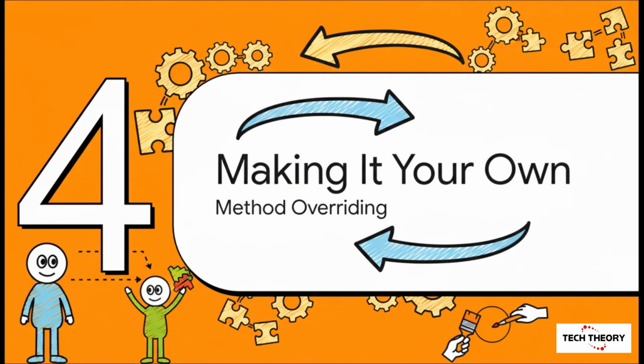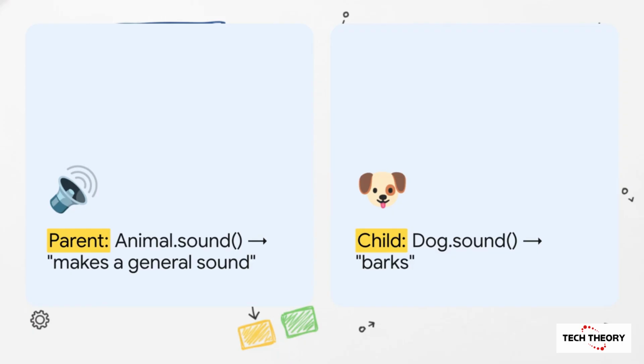So a child gets all these traits from its parent, but what if it wants to do things a little differently? Does it have to follow the parent's rules exactly? Nope. Inheritance is about adaptation, not just blind copying. And that brings us to this really cool idea called method overriding. Let's go back to our animal example. The parent animal class might have a function called sound that just says, makes a general sound. But its child, the dog class, can provide its own special version of that exact same function. So when you tell a dog object to use its sound function, it doesn't make a general sound, it barks. The child has overridden or replaced the parent's default behavior with its own.